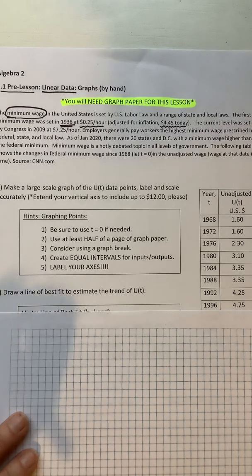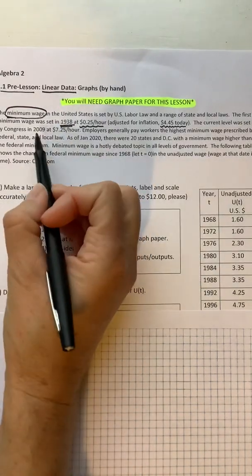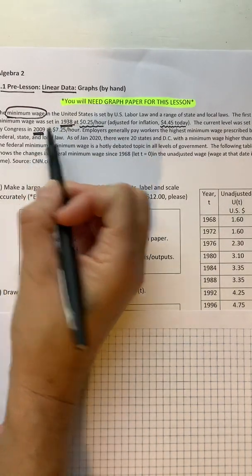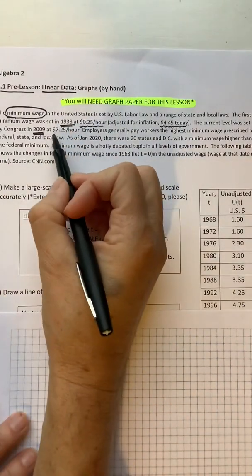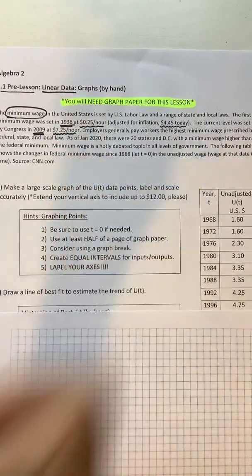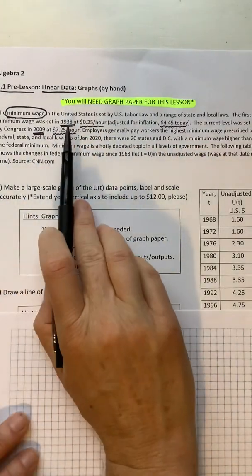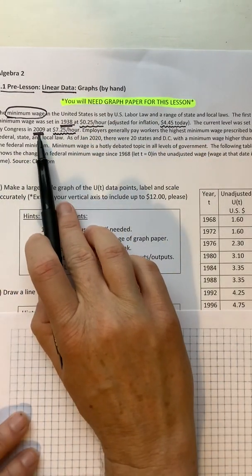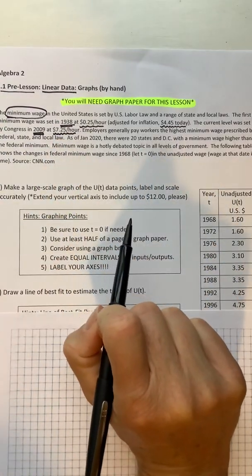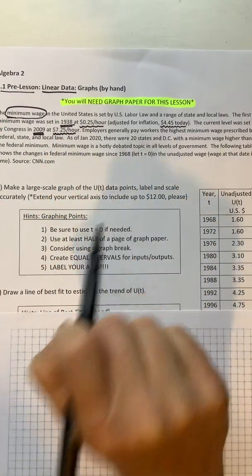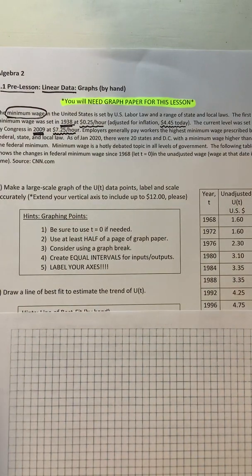So our current level of minimum wage was set in 2009. That's 11 years ago. And that was set at $7.25 per hour. So you can see that from 1938 to 2009, if we look at adjusted minimum wage, it really hasn't changed all that much, about $3.